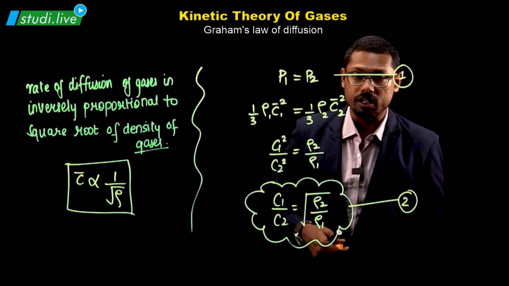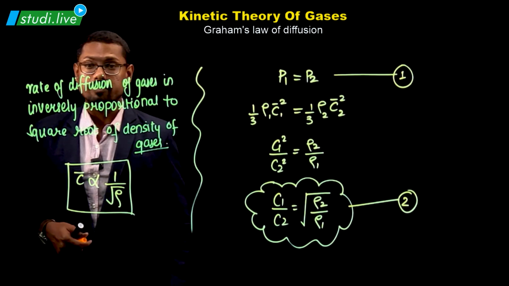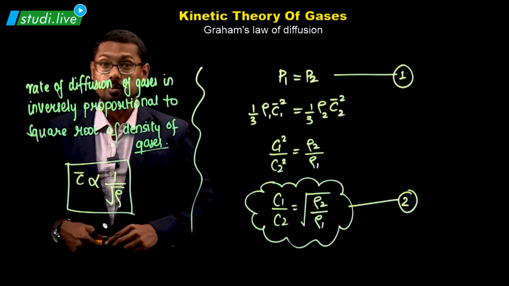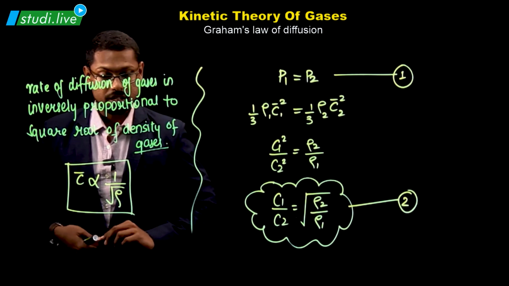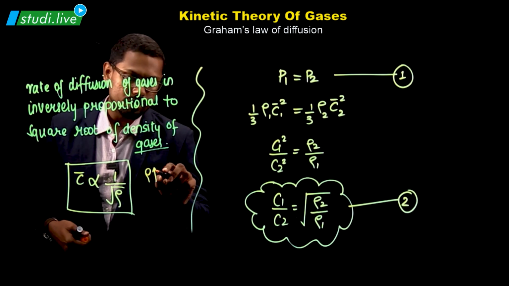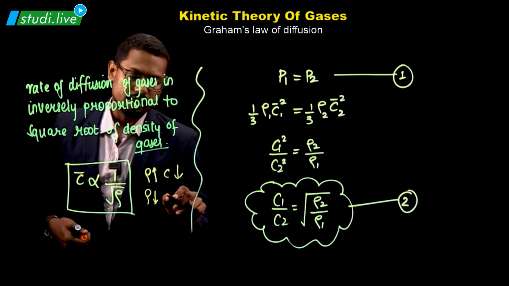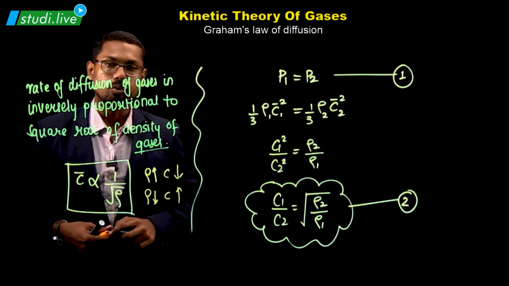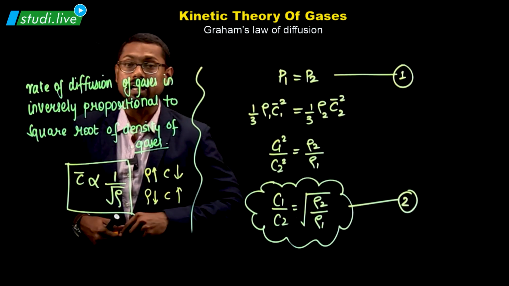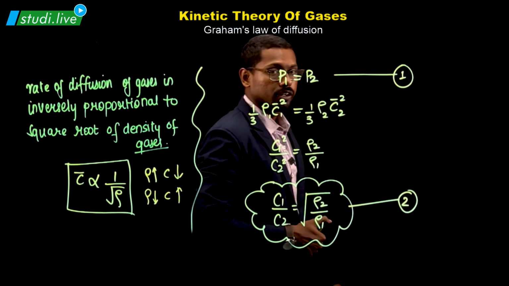What does the law say? The law says that the rate of diffusion of gases is inversely proportional to the square root of the density of the gas. If you decide to increase the density of the gas, the rate of diffusion is always going to come down. If you decide to decrease the density of the gas, the rate of diffusion is always bound to come up. So this is how I explain Graham's law of diffusion.